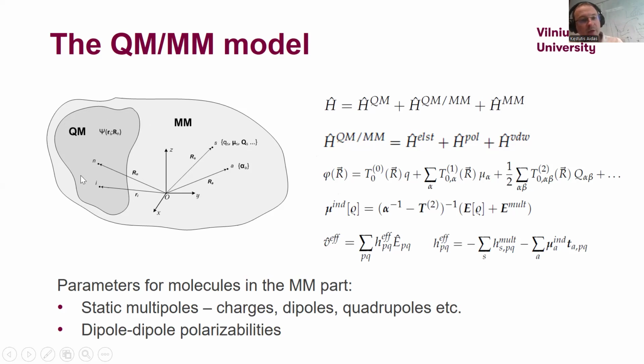So in this way, the classical system polarizes the quantum mechanical system. And these methods are called the electrostatic embedding. We might also meet that term.